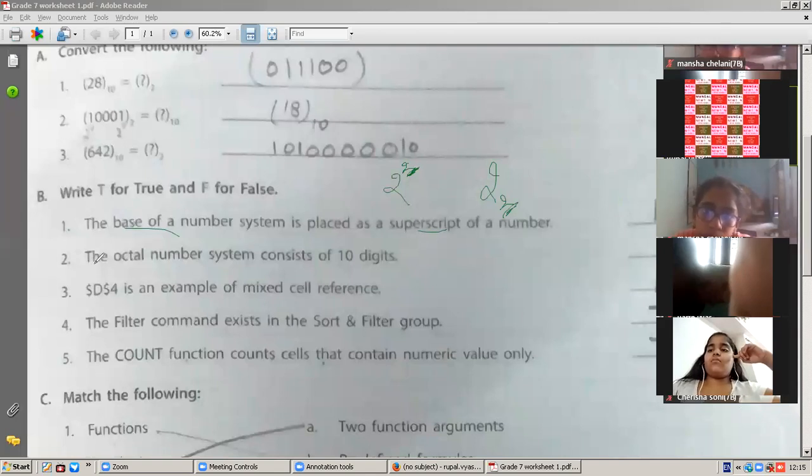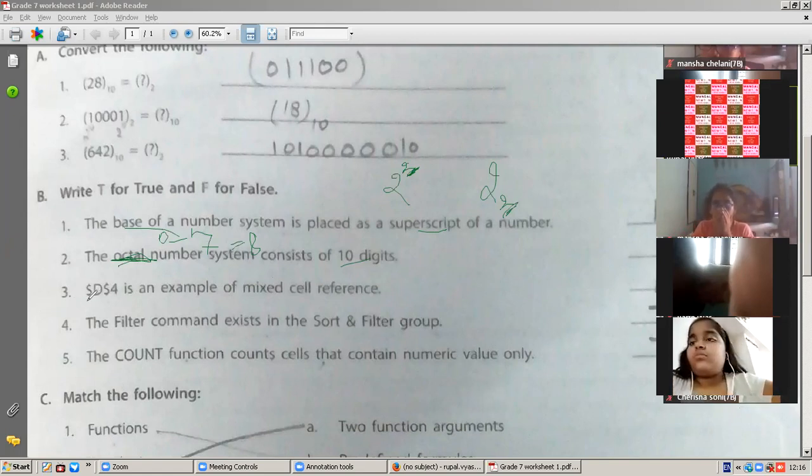Second one, the octal number system consists of 10 digits. As we have discussed, in the octal number system, we have 0 to 7 only, and that is the 8 digits we have. That's why we are calling it octal. So it is false. We don't have 10 digits. We have 10 digits in the decimal number system. After this, we have this.